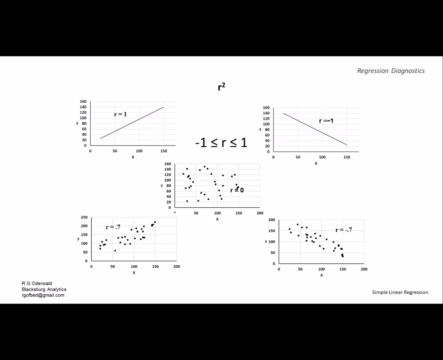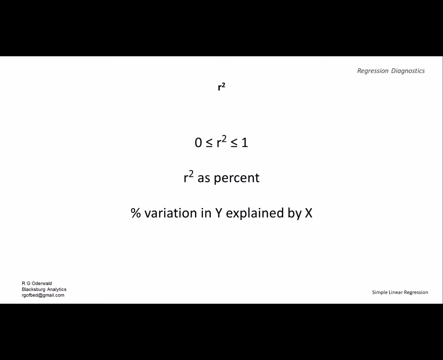Correlation has no dependent and independent variables. X and Y or Y and X are the same. R square has a different interpretation. R square is always positive since it's a square. R squared, expressed as a percent, is the amount of the variation in the dependent variable Y associated with the independent variable X.